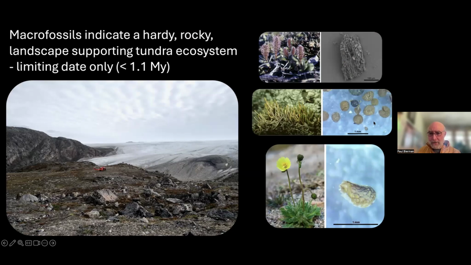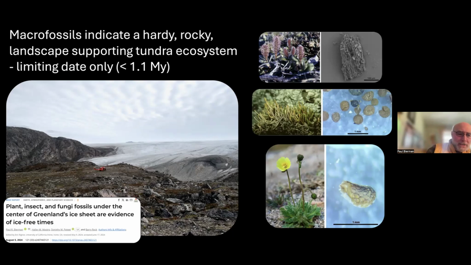These are spores. This is a poppy again. And the interpretation from this ecosystem at the center of Greenland was a hard, rocky landscape like this, something like what you might look like here. So now we have two small places on the ice where we have an idea of what the ecosystem looked like, and from the geochemistry and the ecosystem, what the landscape looked like. And that's the PNAS paper from last summer that this came out in.